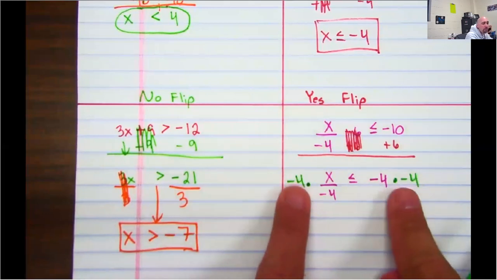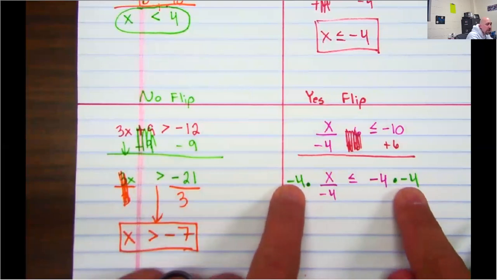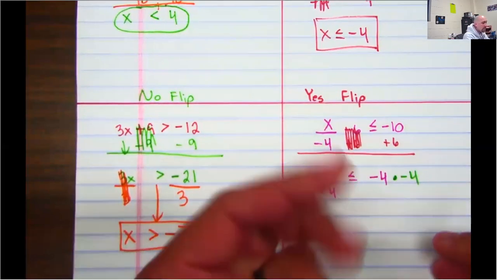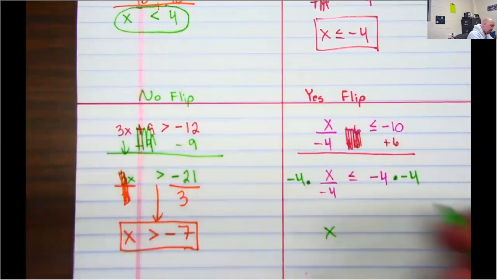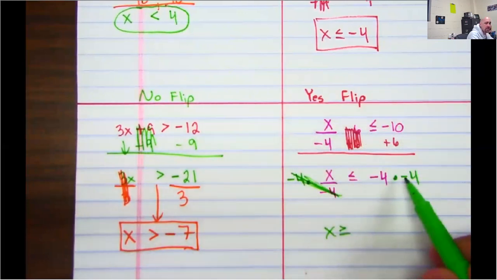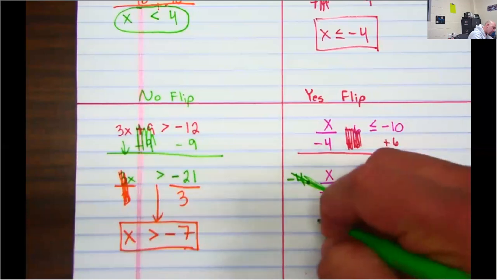Now notice how I'm multiplying both sides by a -4. Whenever you are multiplying or dividing by a negative, the inequality sign is going to flip in the opposite direction. A negative times a negative is a positive. 4 times 4 is 16.